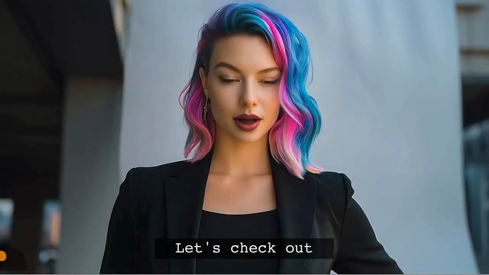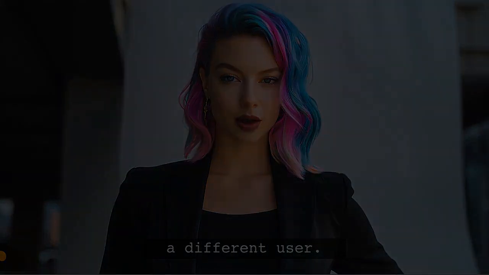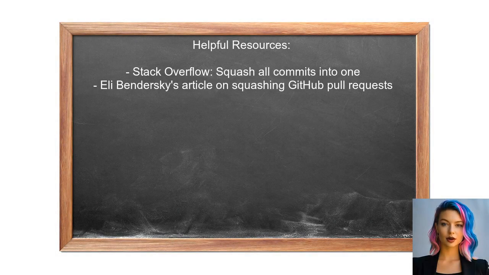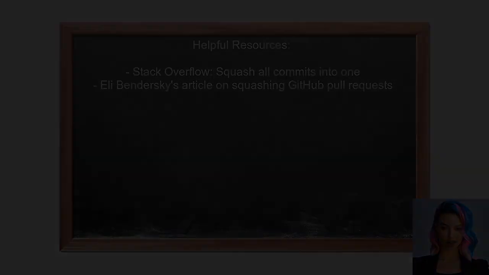Let's check out another perspective from a different user. An alternative approach to squashing commits is to let the repository administrator handle it. Since April 1st, 2016, they can squash pull requests directly. However, if you need to do it yourself, you can check out a Stack Overflow response that explains the process in detail. For more detailed instructions, you can refer to the links provided. They offer step-by-step guidance on how to squash your commits effectively.